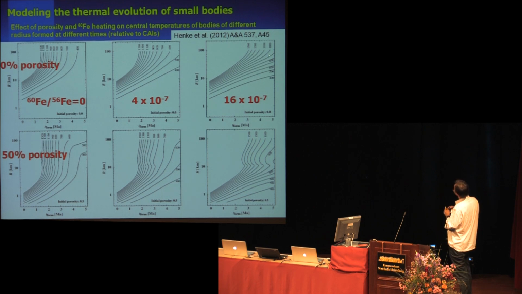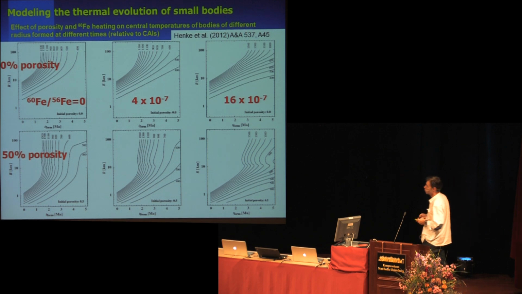That means you have to wait a longer time until you can make large planetesimals which are undifferentiated. If you add porosity, then this is even more severe, but the main effect here is that also smaller planetesimals are affected by strong heating effects. Here, differentiation can occur down to sizes of 1 kilometer, or partial melting.